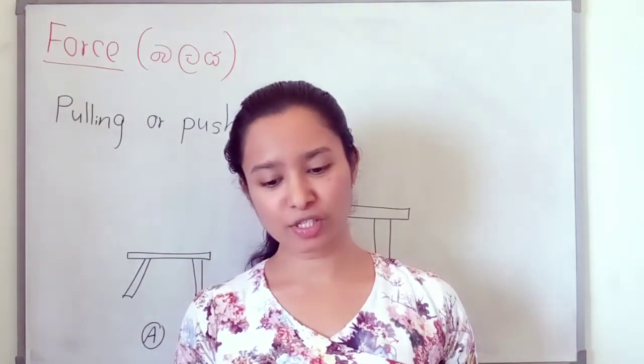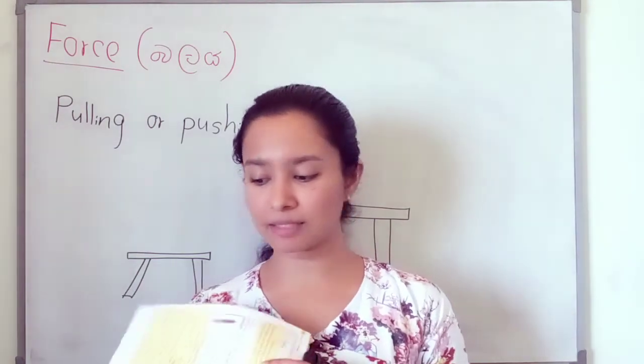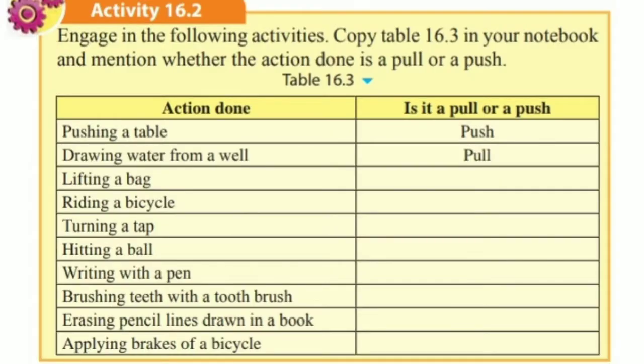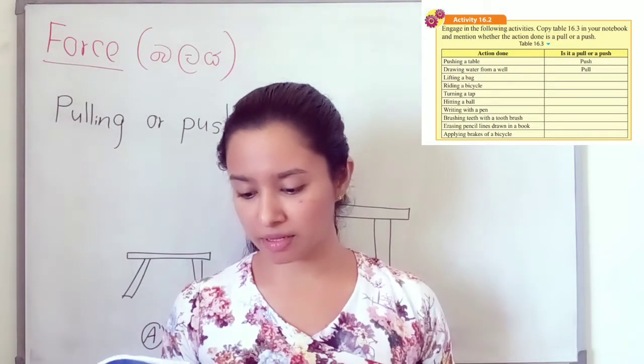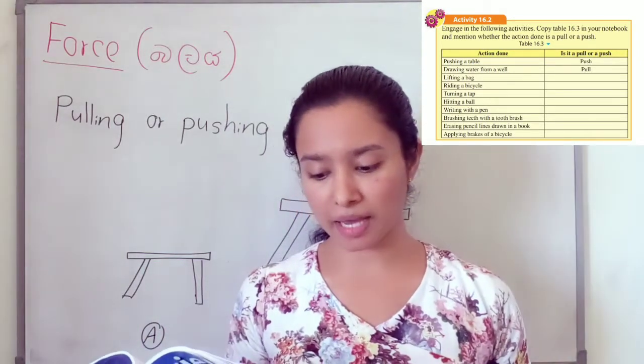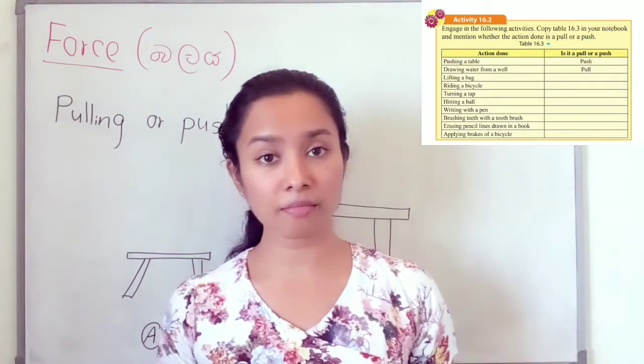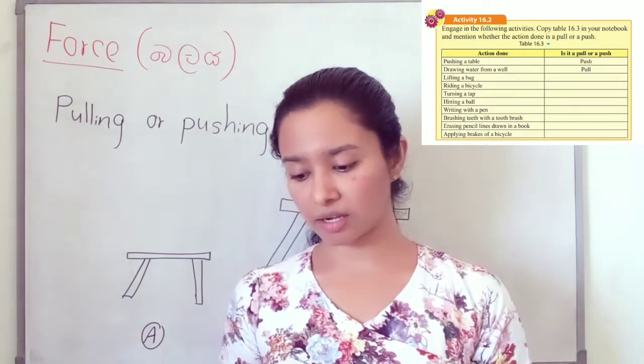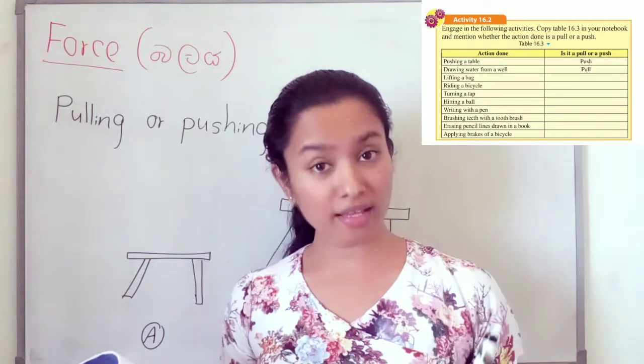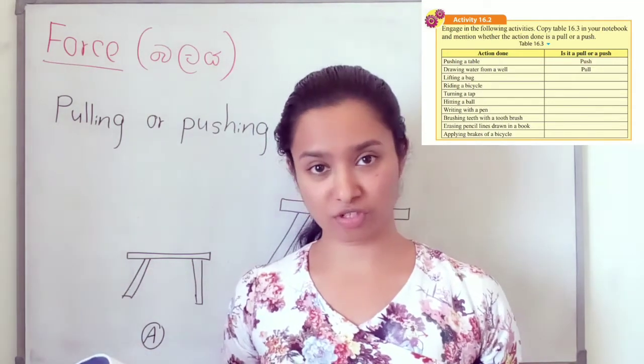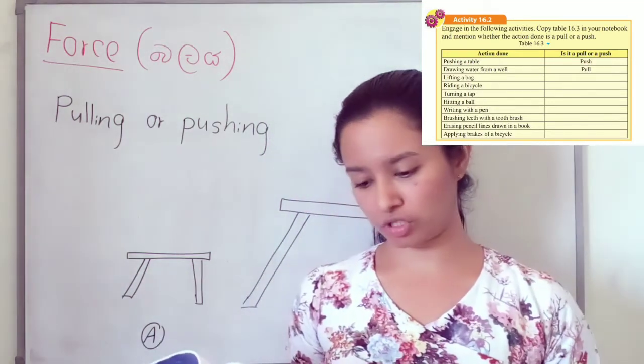Okay, now you have to do activity 16.2. That is the table. It is an easy one. There are two columns. In the first column, there is an action. That means some activities we are doing in our day-to-day life. Pushing a table, drawing water from a well, lifting a bag, riding a bicycle. There are some activities. So in the second column, you have to write whether it is a pull or a push.